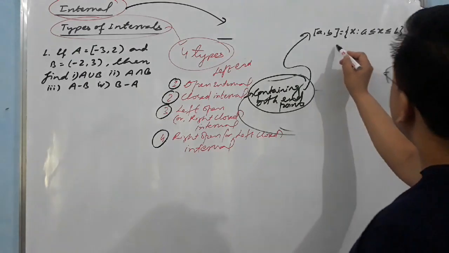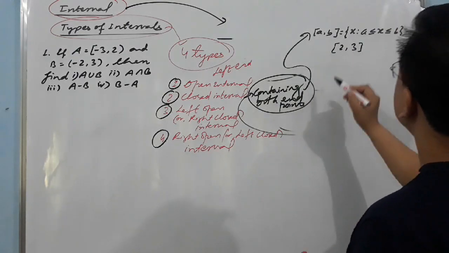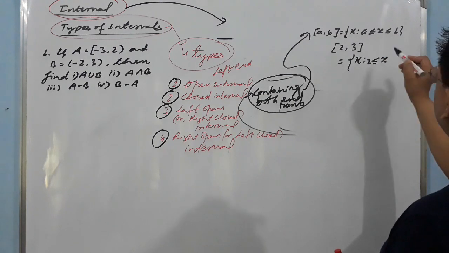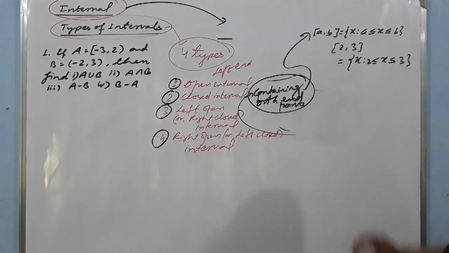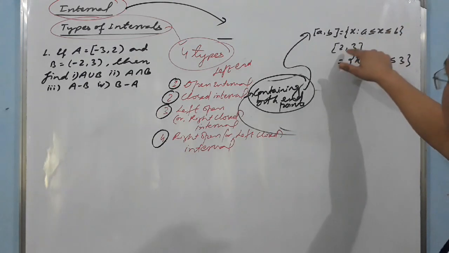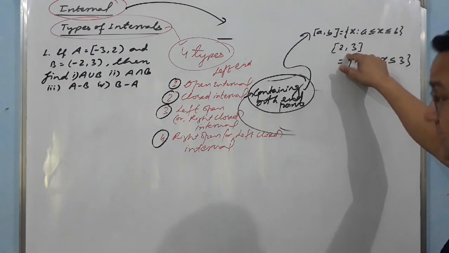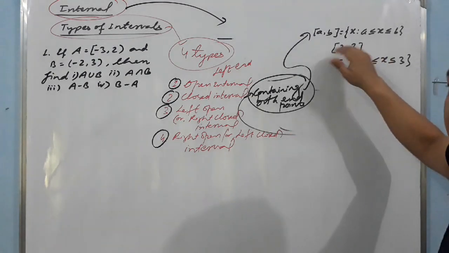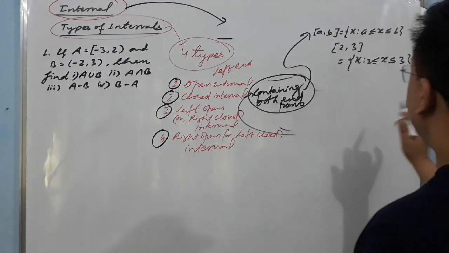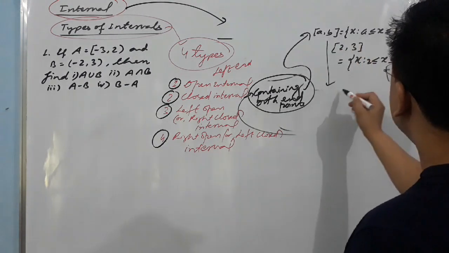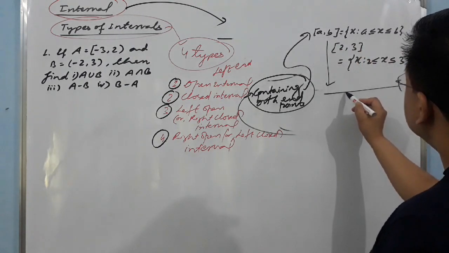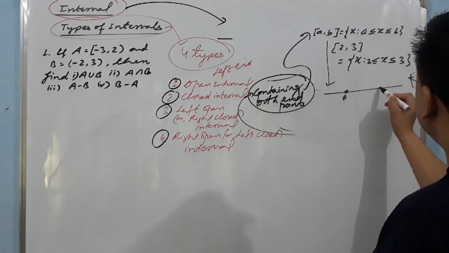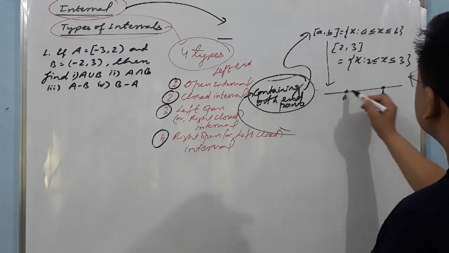So if I write 2 comma 3 in big brackets, what is that? It says 2 less than or equal to x less than or equal to 3. So our counting starts from 2. 2 is in this interval, 3 is also in this interval, and all real numbers between 2 and 3 are also in this interval. Now I think it is clear. On the real number line we represent it this way. Here at a we make a dark circle, and here also a dark circle.